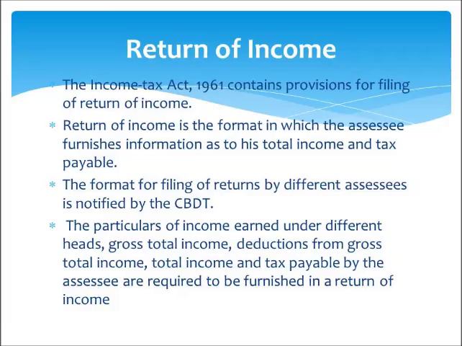Then number 2, we have to give the deductions from gross total income that we have learned in previous slides. What are the deductions from the gross total income? Whatever deductions we are eligible for, we have to show. Number 3, after deducting these deductions from the gross total income comes the total income, which we have to show, and then we have to calculate the tax upon it, the amount of tax we are liable to pay upon the total income earned. So what all things do we have to show? Particulars of income earned under different heads, deductions from total income, and then tax payable by the assessee. These are all required to be furnished in a return of income by an assessee.